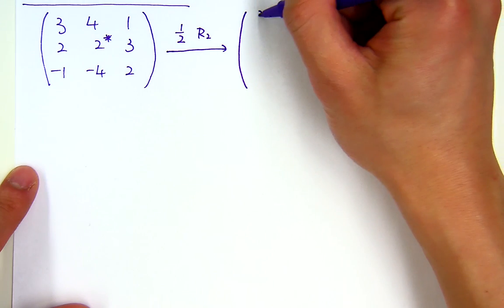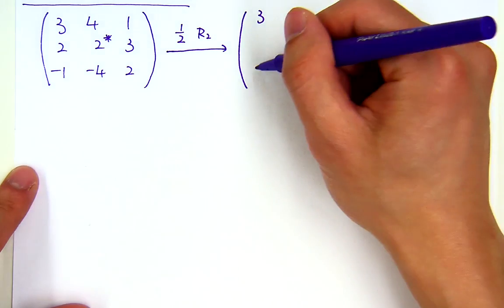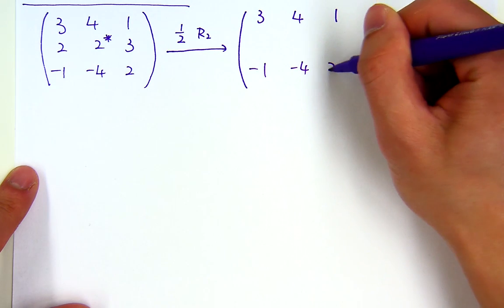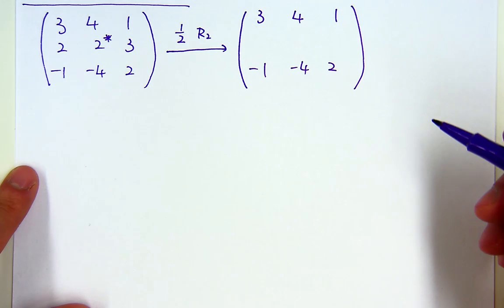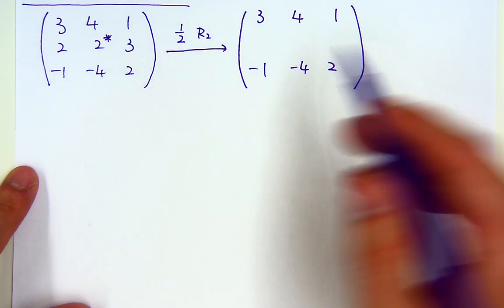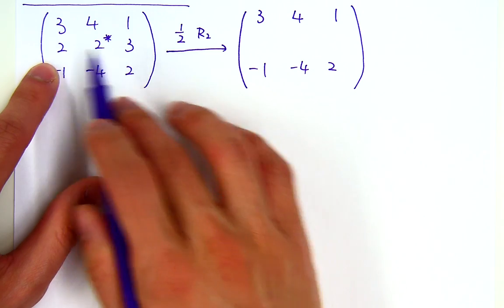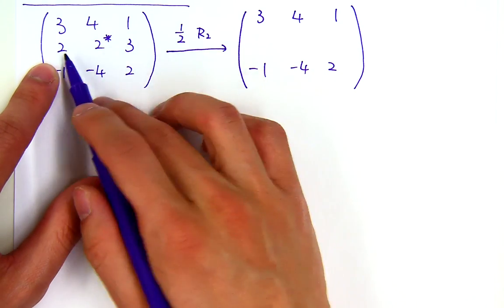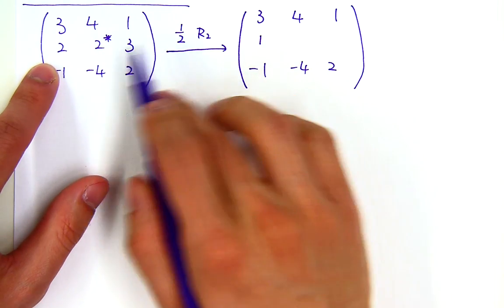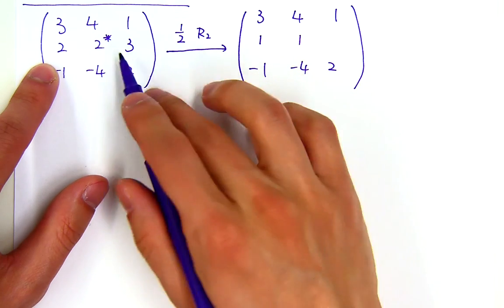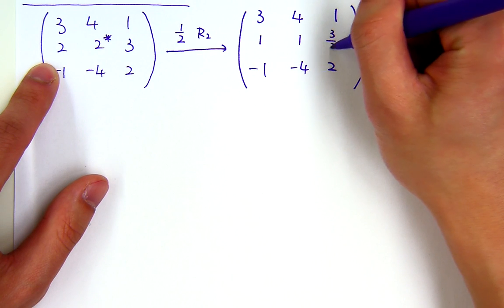The first row and the third row are not going to be changed. So I copied them. And the second row, every single entry is going to receive 1/2 into it. So 1/2 times 2 is 1. 1/2 times 2 is 1. 1/2 times 3 is 3/2.